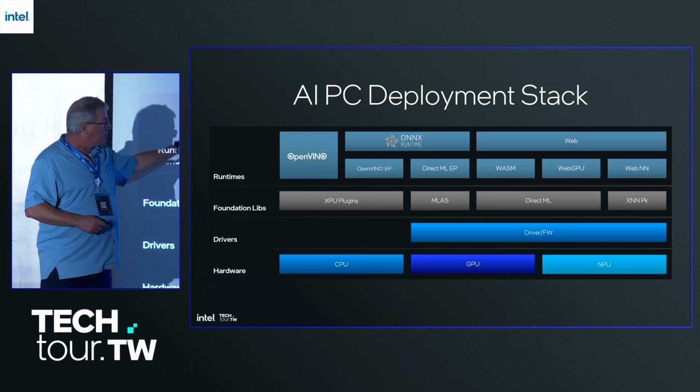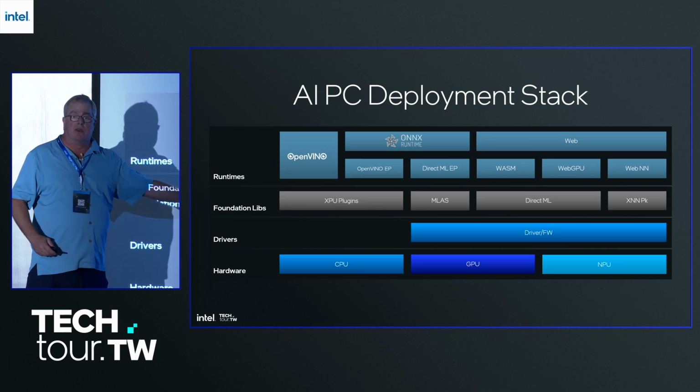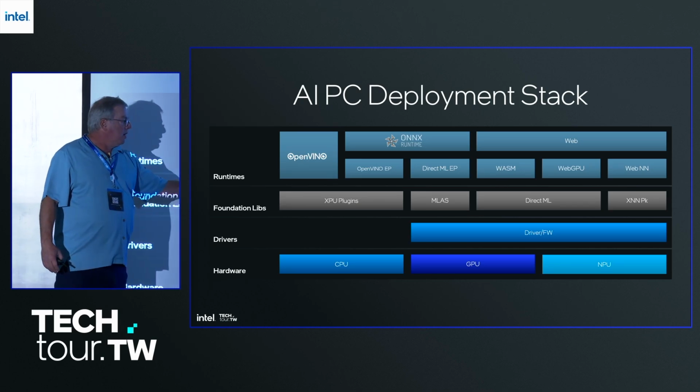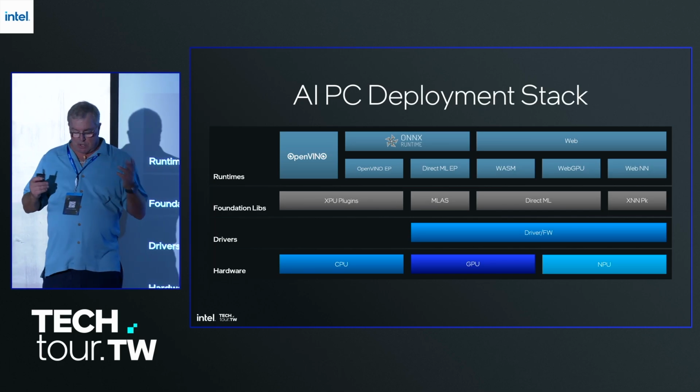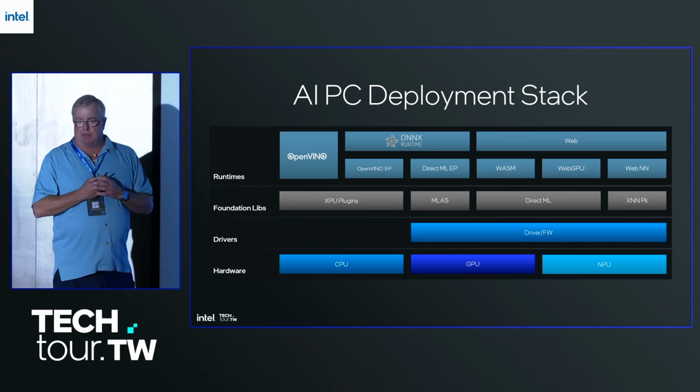All of that stuff flows through the stacks and lands on one of the 3 different hardware-enabled engines: GPU accelerator, CPU accelerator, or NPU. So to better understand this, I think a few examples help.